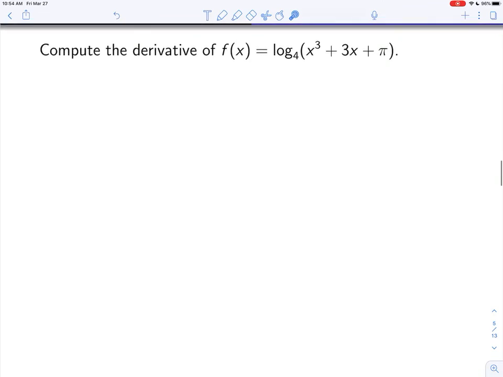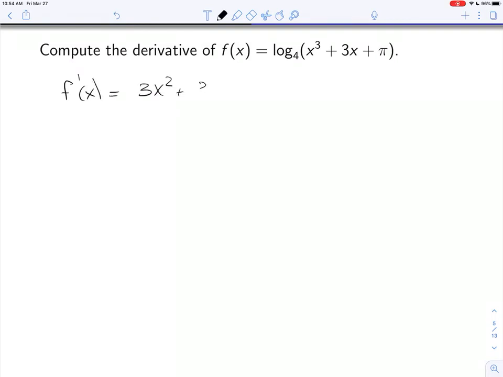So here's a fun one. Whenever you want to take a derivative of a logarithm, it's the derivative of the inside over the inside, and then possibly dividing by an extra constant if the base isn't e. So this is log base 4, not natural log, so we'll have to divide by natural log of 4. So really this is just a formula, plug and chug, nothing too complicated.